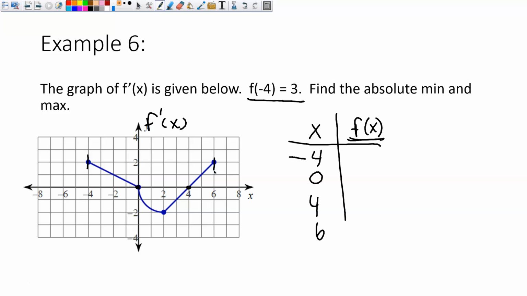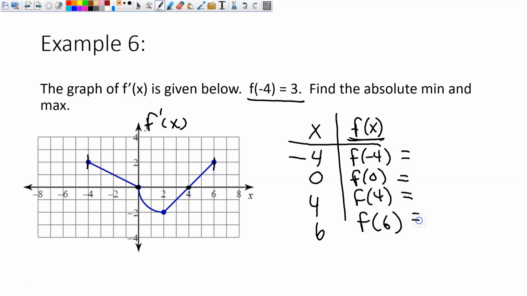This is where we get to have some fun. I need to find out what f of -4 is. I also need to figure out what f of 0 is. And I also need to figure out what f of 4 is and f of 6, because that way, once I get those, I know what the absolute mins and maxes are.